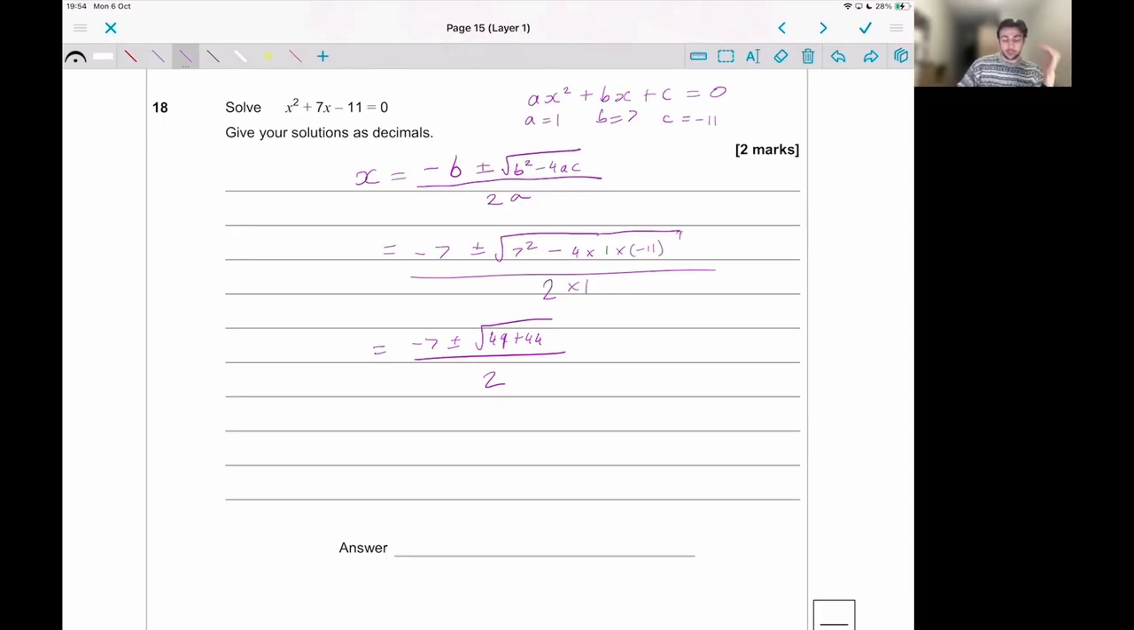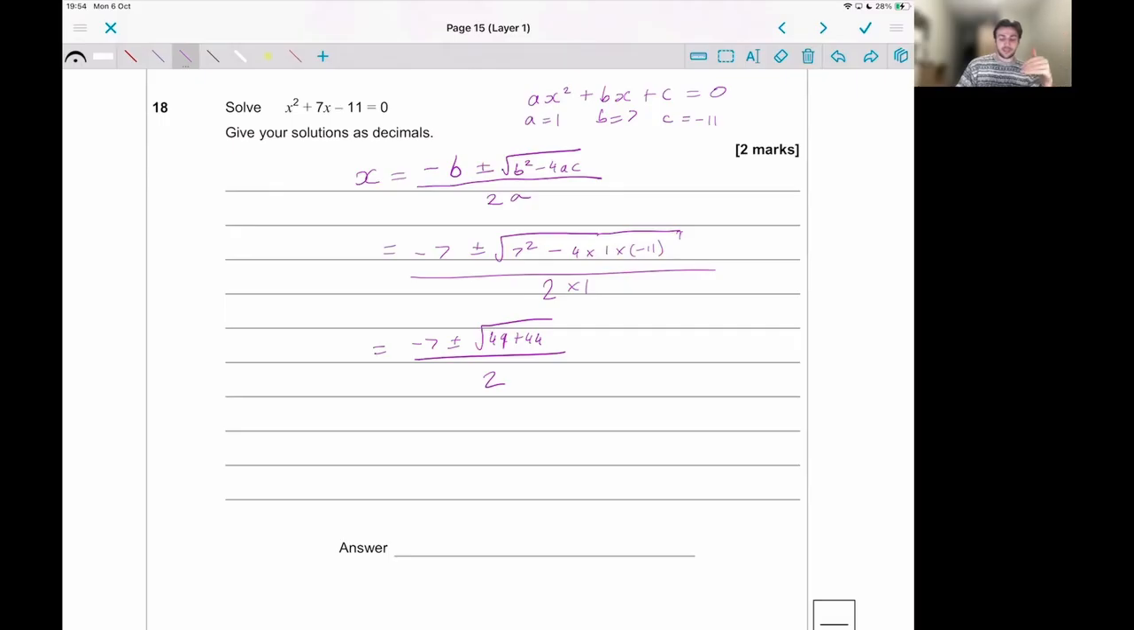Whatever you do, at whichever point you decide to put it into a calculator or not, just make sure what you're doing is accurate. If I'd made an error here with my negative signs and I'd left this as minus 44, that would have been worse than just typing this in like this, because the calculator would have sorted the negative signs for me. Just be accurate. There's no point losing marks to silly mistakes. Check your work as you go.